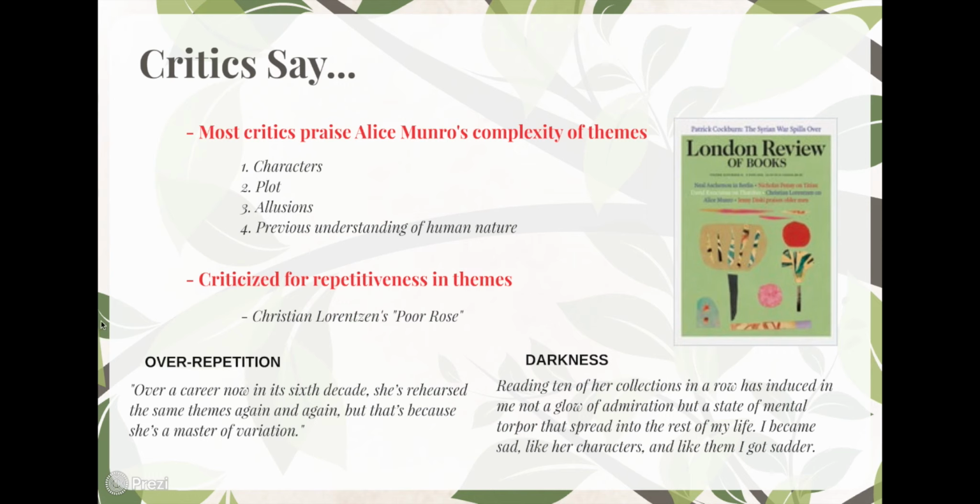In an article called Poor Rose in the London Review of Books, written by Christian Lorentzen, he targeted two points: repetition of themes and the dark turn Munro takes. Regarding the repetition of themes, he wrote, "Over a career now in its sixth decade, she's rehearsed the same themes again and again, but that's because she's a master of variation."